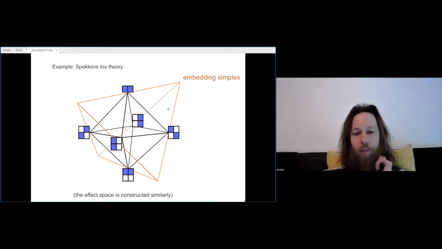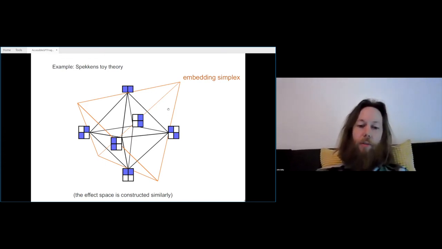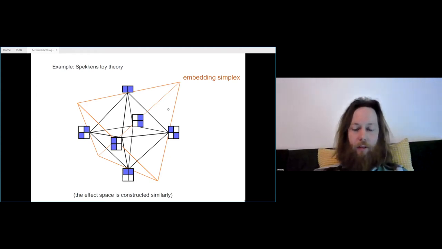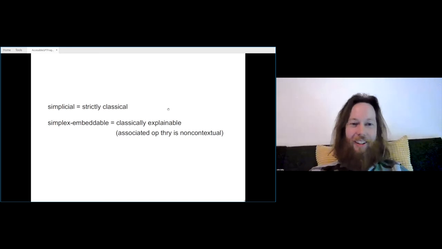John, you were frozen for a moment, so we missed the last thing you said. Okay, so should I go from this slide? Yeah, we heard that essentially this is the canonical example of an embeddable GPT. That's basically all I wanted to say. This is the classic example, and then I was rambling a bit, so I'll continue.